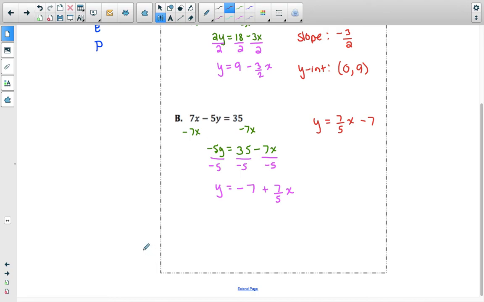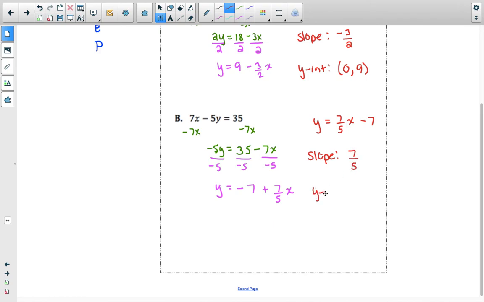Now that we have it into this form, or the one before it, you can still easily identify the coefficient and the constant. So our slope is the coefficient. The coefficient is the number multiplied to the x. So that is a positive 7/5. That means our change in y over change in x.